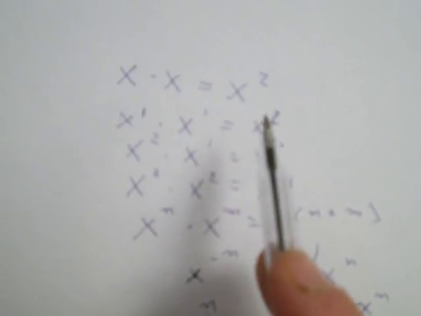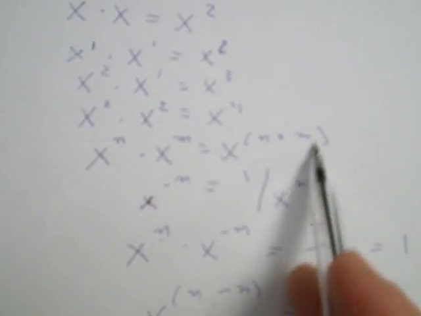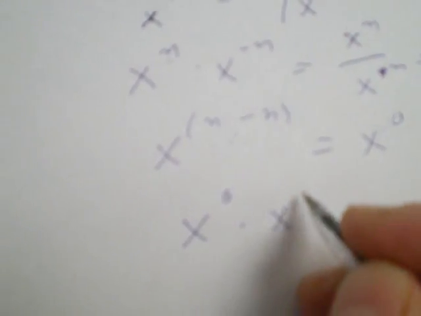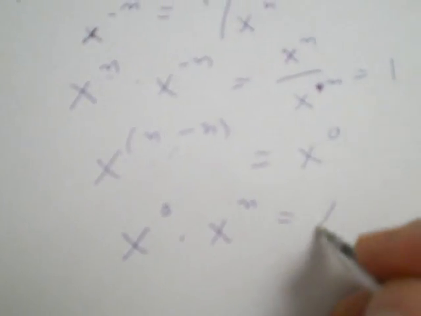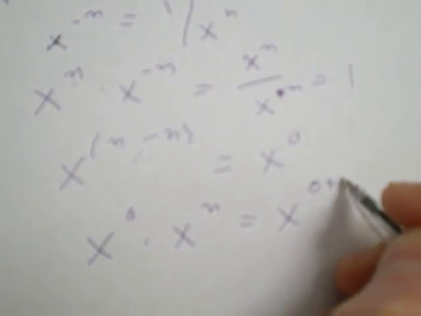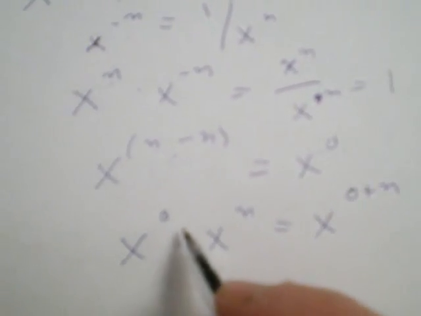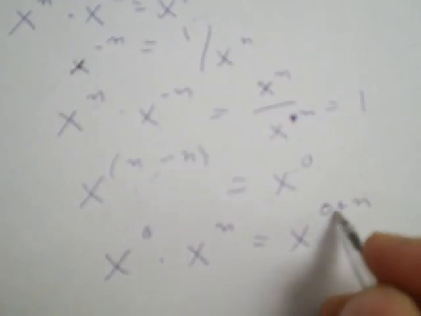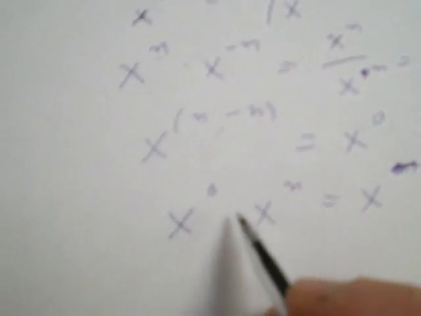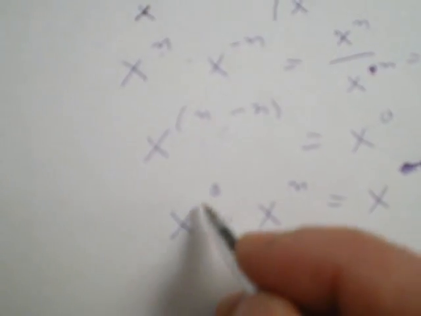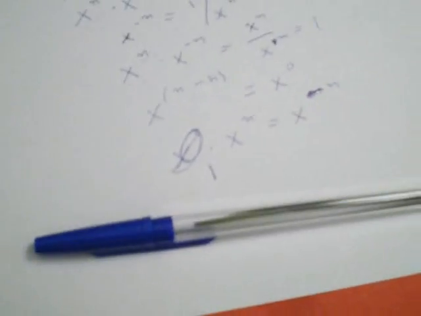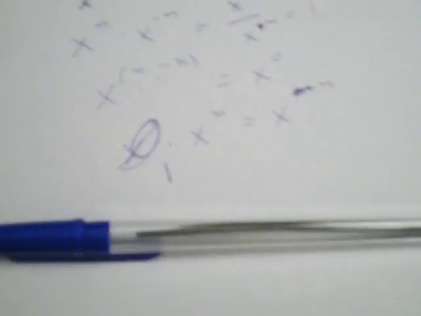Of course, the other thing is, again according to this formula here, x to the power of 0 times x to the power of n equals x to the power of 0 plus n. And again, that has to remain consistent. So x to the power of 0 plus n is obviously the same as x to the power of n, and the only way that this can be equal to x to the power of n is if this one equals 1. So it's not just a mere convention, it is a lot more than just a convention.